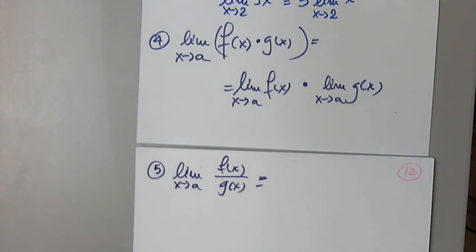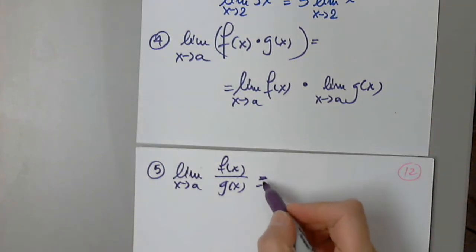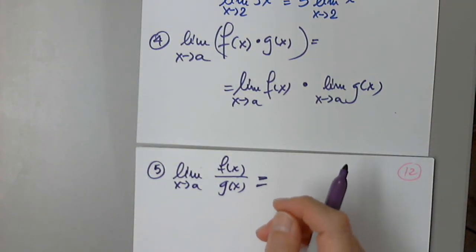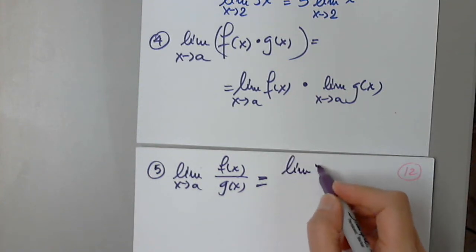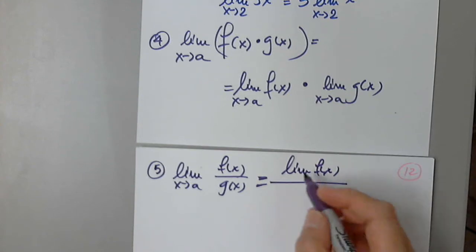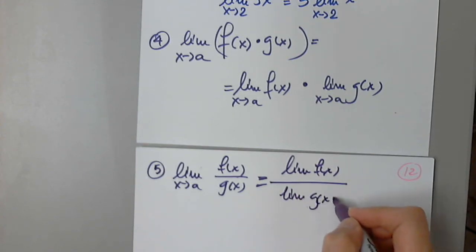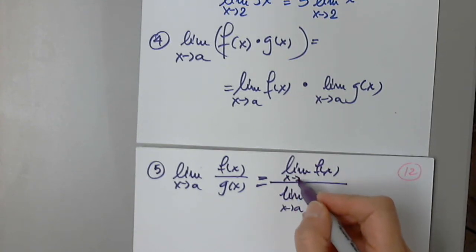What do you think will be next? We looked at the sum, we looked at the difference, we looked at the product by a constant, we looked at the product of two functions. What do you think was next? The quotient of two functions, of course. Good. What do you think this will equal to? The limit of f of x over the limit of g of x. Of course. Common sense.